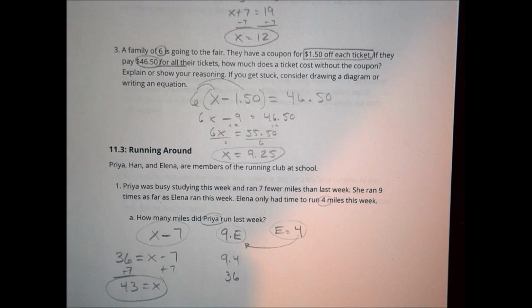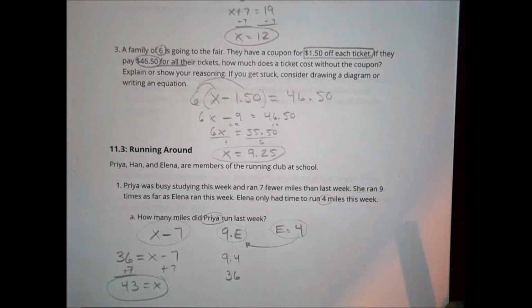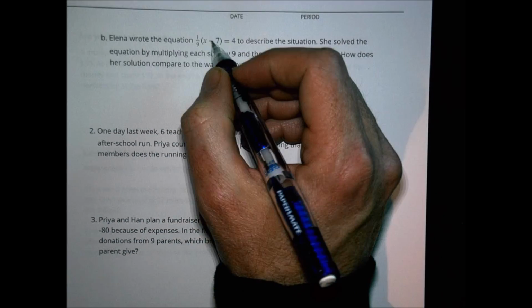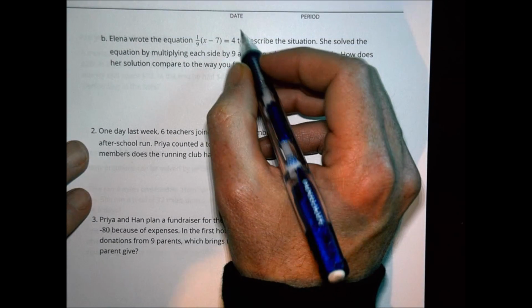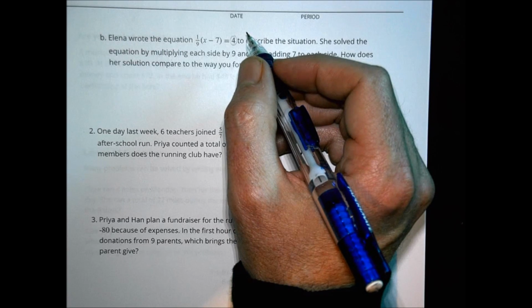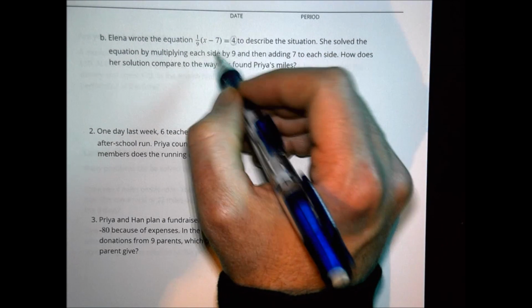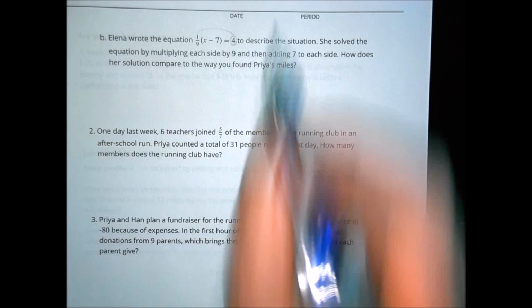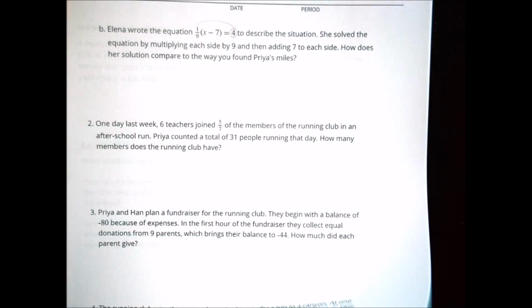So I worked mine out backwards to figure out how far Priya ran. Could you do it a different way? You certainly could. And in section B, it actually gives you a different way there. It says that Elena wrote this equation. She did 1/9 times x minus 7 equals 4. So that's how far Elena ran. And to solve this, you'd multiply both sides by 9, which is similar to what we did. We did 9 times 4 as well, the same thing.